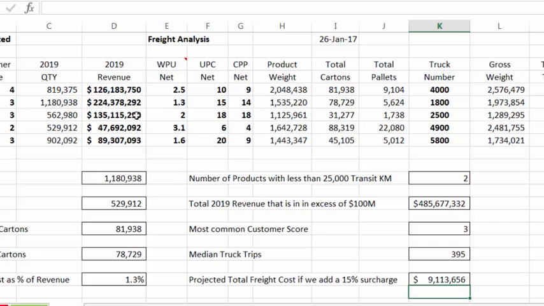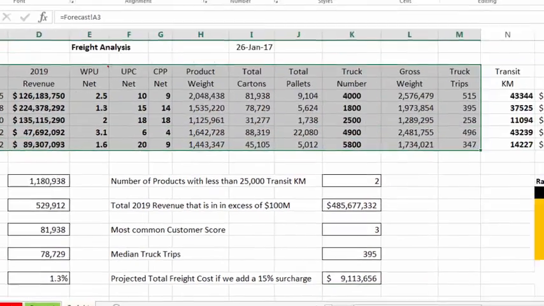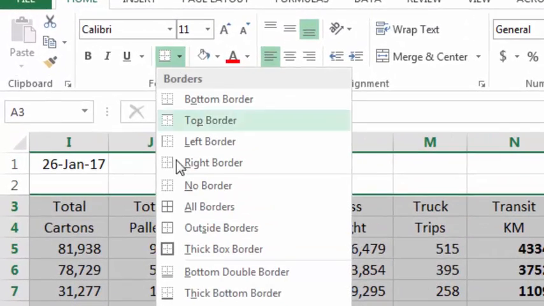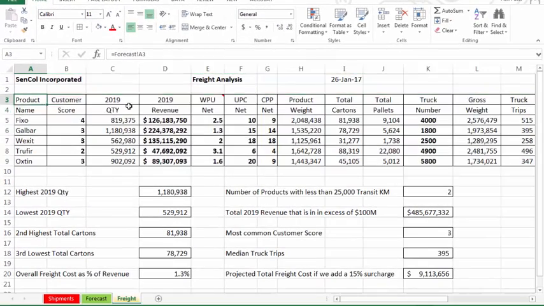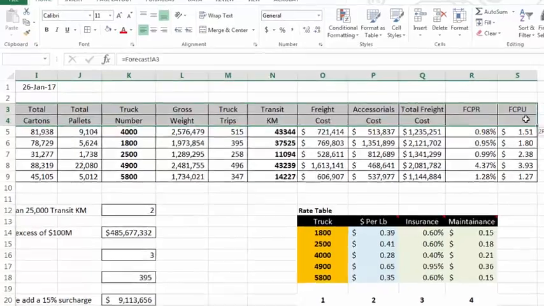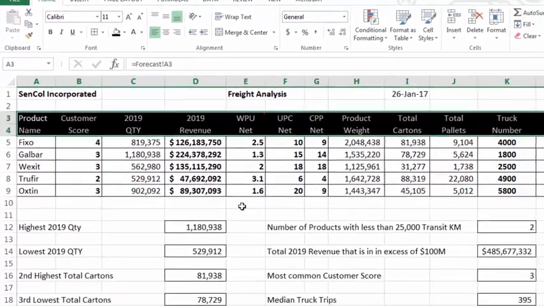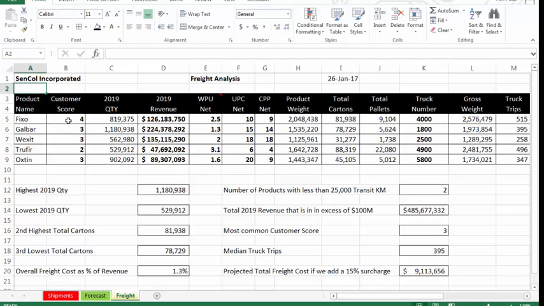Okay. Now let's just quickly fix this up, right? You highlight all of this. Remember, make it look good. Do the borders. Highlight just the headings, make the background black and the font white. And that looks a lot better. Okay, there we go. Let's save it and let's move on.